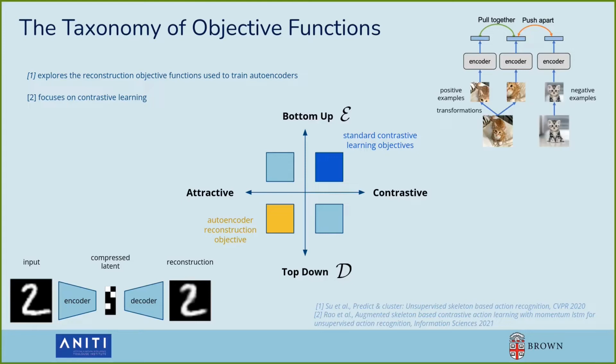In contrastive learning, the label is provided by transformations of the input. Representations of transformations of the same input are pulled together, while transformations of different inputs are pushed apart. Prior work on action recognition explores both approaches. Our taxonomy starts with these prior works and infers other missing objective functions.